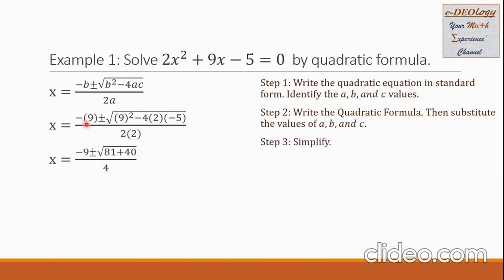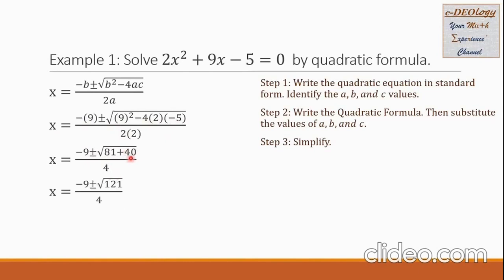So the negative of the positive 9 is now negative 9, plus or minus. 9 squared is 81. The product of negative 4, 2, and negative 5 is positive 40, all over 2 times 2 is 4.